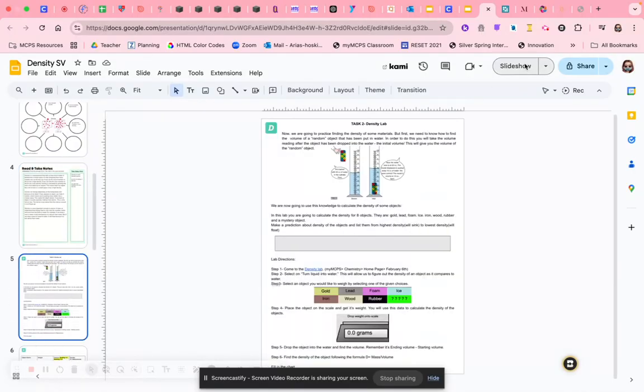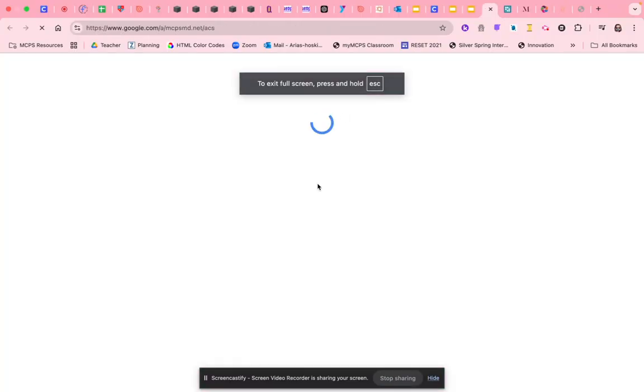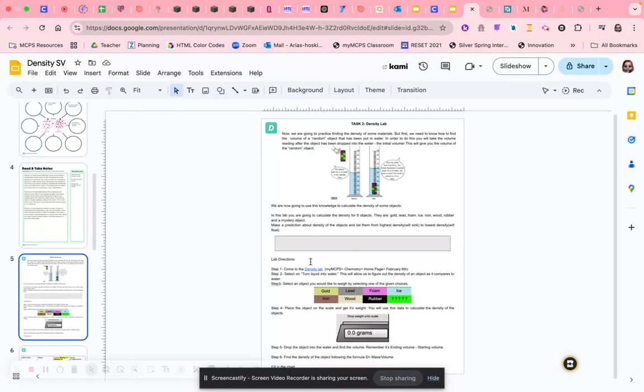Once you're done, then you're going to start in this part. In this one, you're going to use this lab, and you're going to follow the instructions accordingly. So once you have this section, it says you have the density lab. You're going to go straight to this lab. But before you start the lab, just make sure that you understand what it says in here. You're going to make a prediction first about density of the objects, and you're going to list them from highest density to the lowest density. Remember, the highest density means that an object is going to sink, while low density means that an object is going to float, okay?